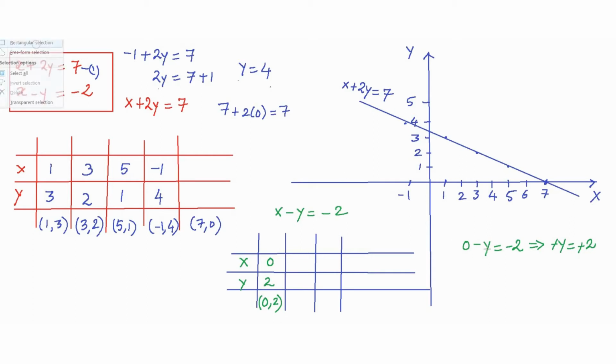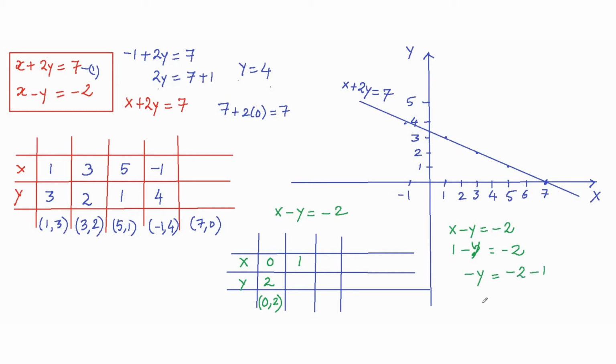Then I can also change the value of x now. So let's consider that my equation is x minus y equals minus 2. Let's take x as 1. So 1 minus y is equal to minus 2, which means minus y is, let's shift the 1 to the other side, so it becomes minus 2 minus 1, which means minus y is minus 3, or y is therefore equal to 3. So the point is (1, 3).